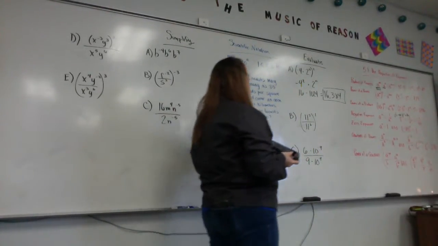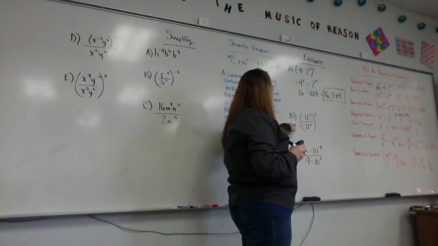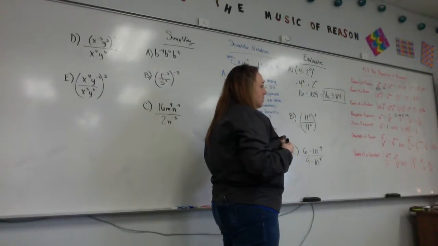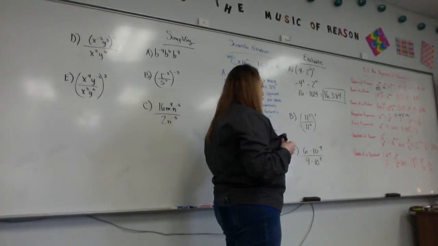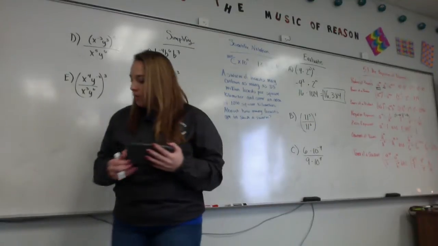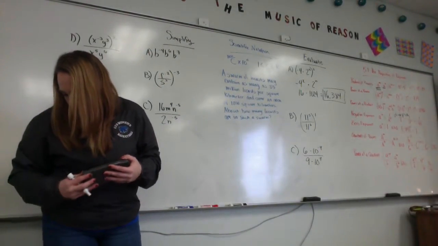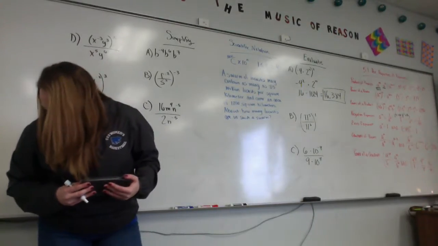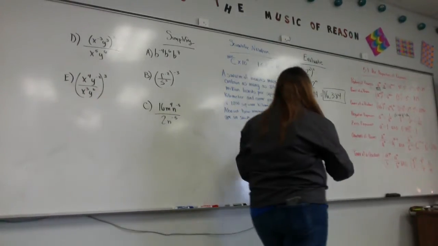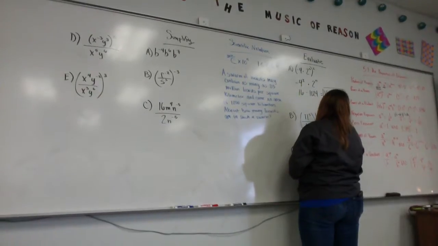Okay, here I have 11 to the 5th over 11 to the 6th, all to the negative 1. What are you going to do first? Distribute the negative 1. You want to distribute the negative 1 first? Yeah. Okay, so if we distribute the negative 1 first, we get a negative on the top and a negative on the bottom. So I'm going to get 11 to the negative 5 over 11 to the negative 6.